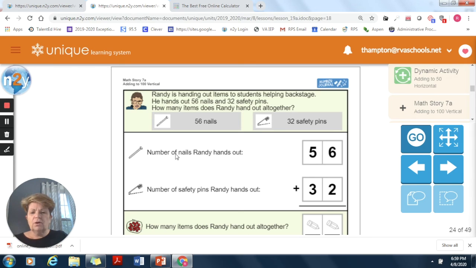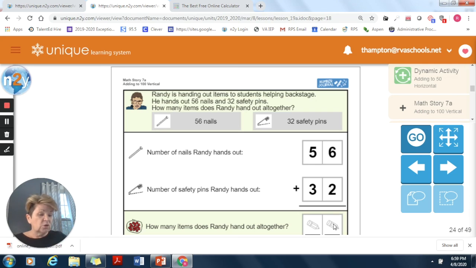Now remember, you don't always see the special vocabulary in sentences to help you, but if we have 56 nails and 32 safety pins, how much is that all together? Now we can say 6 and we can count up 2 by going right to our ones column. So we can say 6, 7, 8. We counted 2 more, right? Or we can say 6 and have the number 2 up, 6, 7, 8. That's one way we can do it.